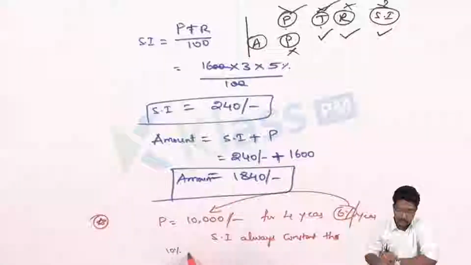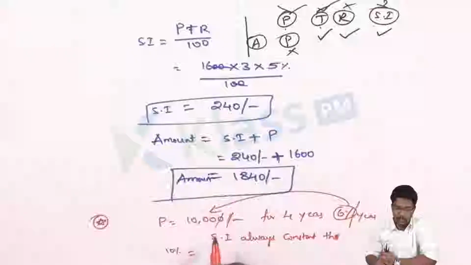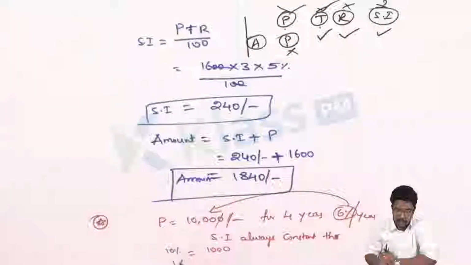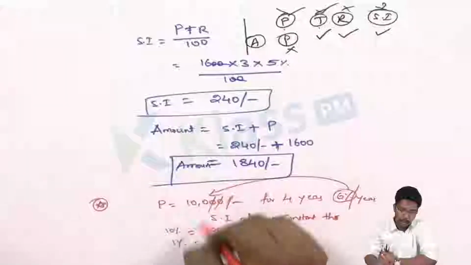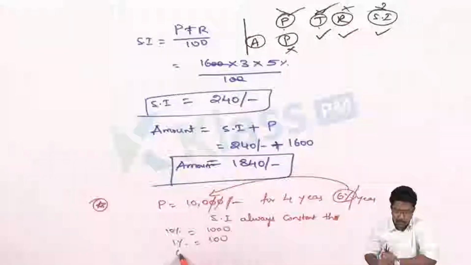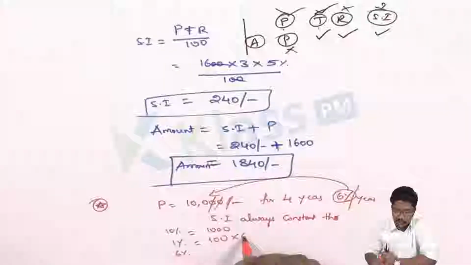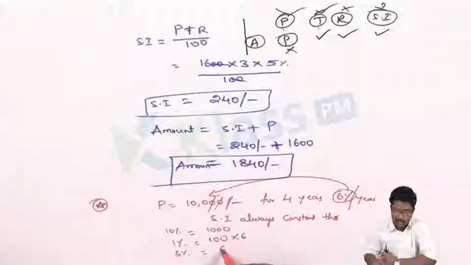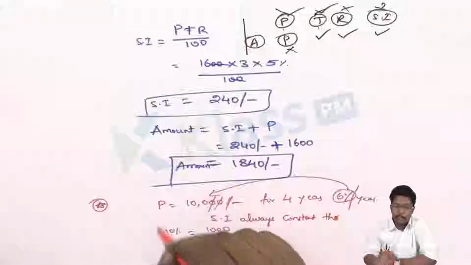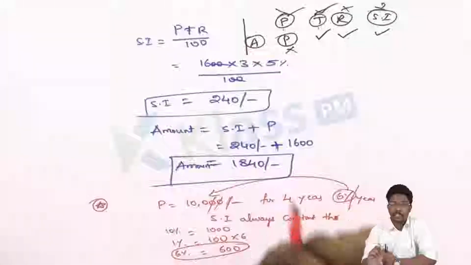So what is 10% of 10,000? Remove one 0, then it is 1,000 rupees. What is 1% of 10,000? Remove another 0, 100. So I want 6%, so multiply this 1% six times. Then it is 600 rupees. So 6% of 10,000 is 600 rupees.